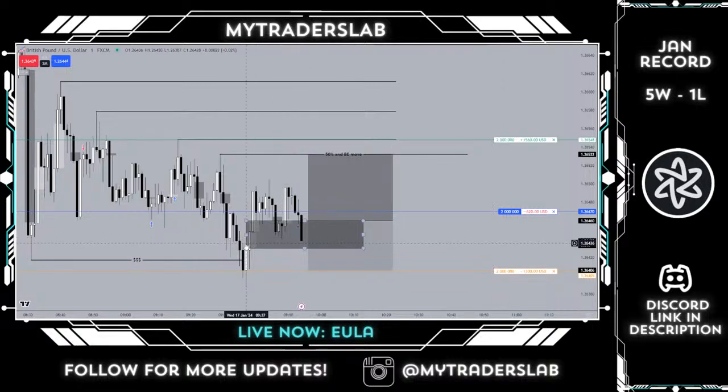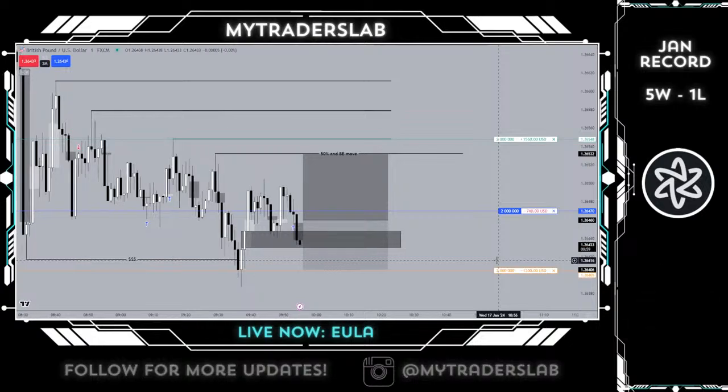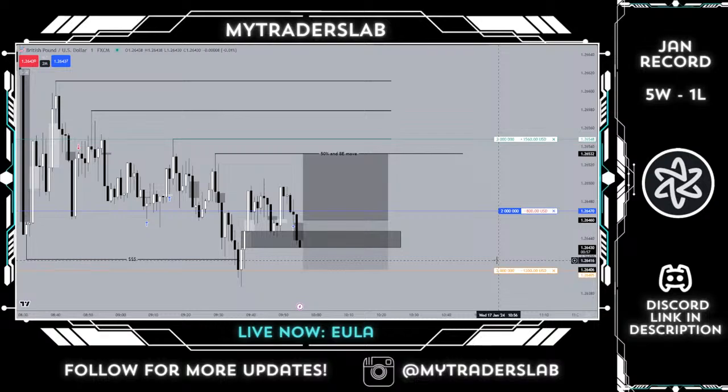Nice little liquidity sweep here into this fair value gap. We'll see if this one holds. Looks like it's gonna be a quick stop loss. So that will change our record to 5-2 if that happens, putting an end to our win streak.